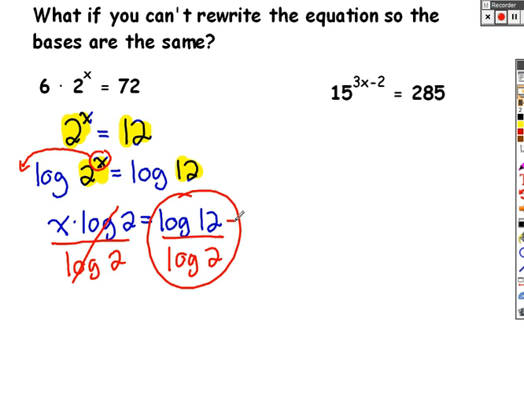This is saying 10 to what power is 12? 10 to what power is 2? And I'm dividing those two numbers. It's not equivalent to the log of 6.